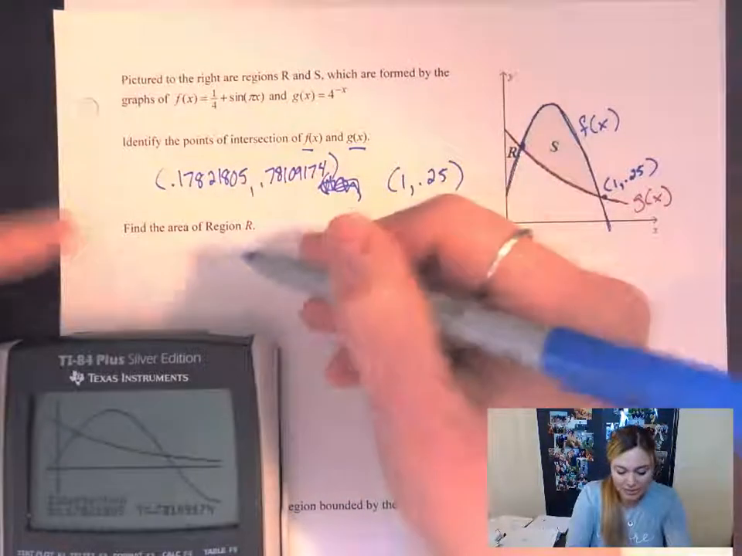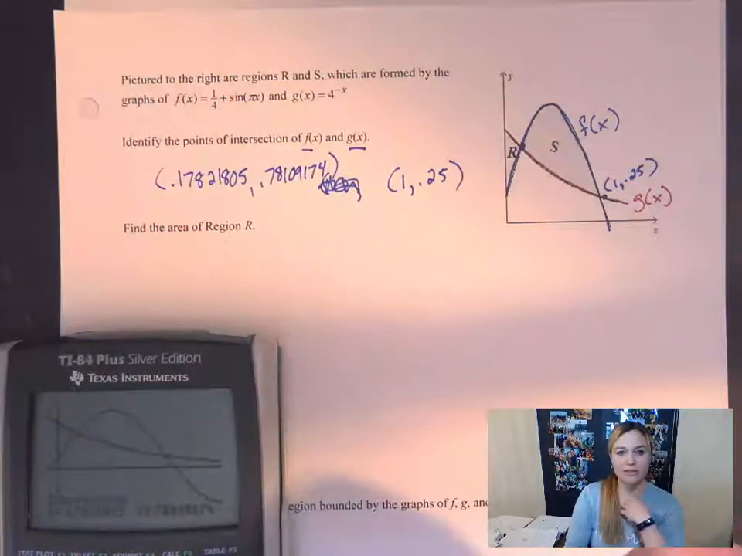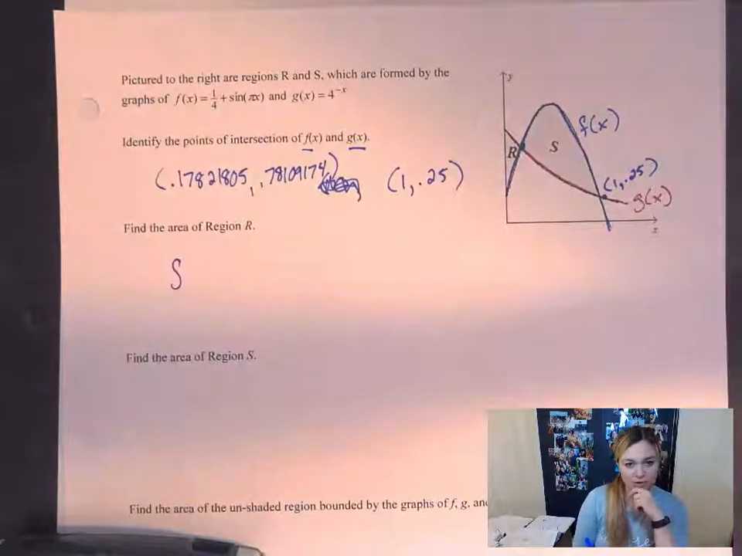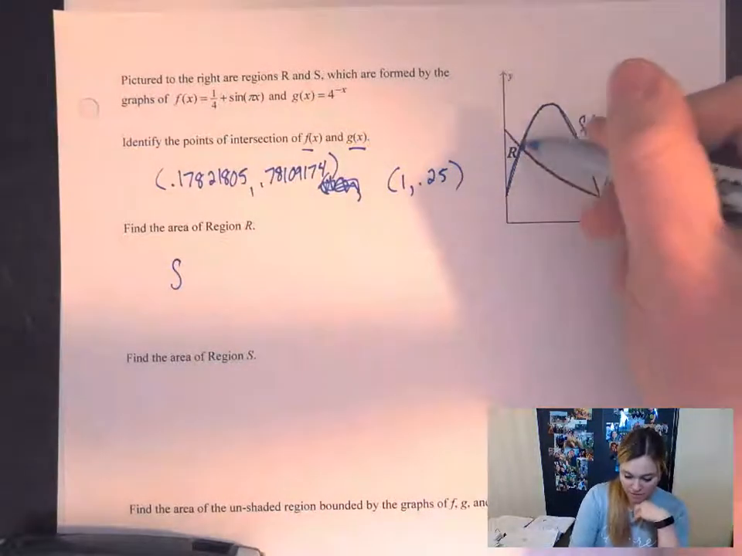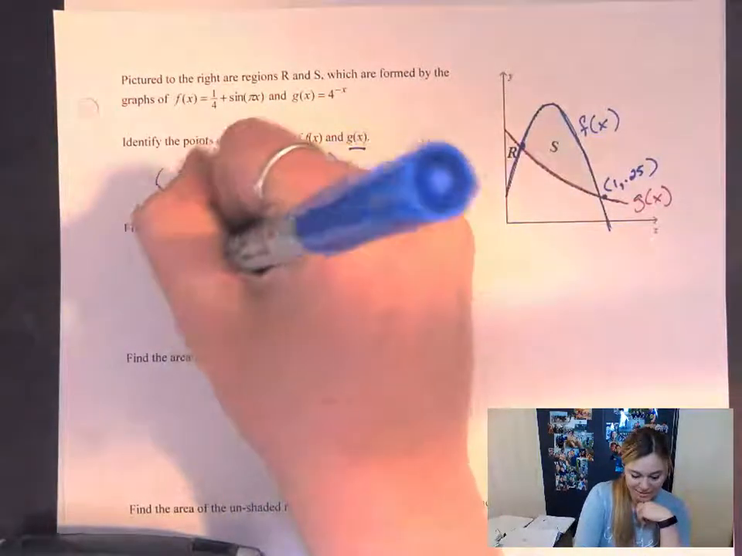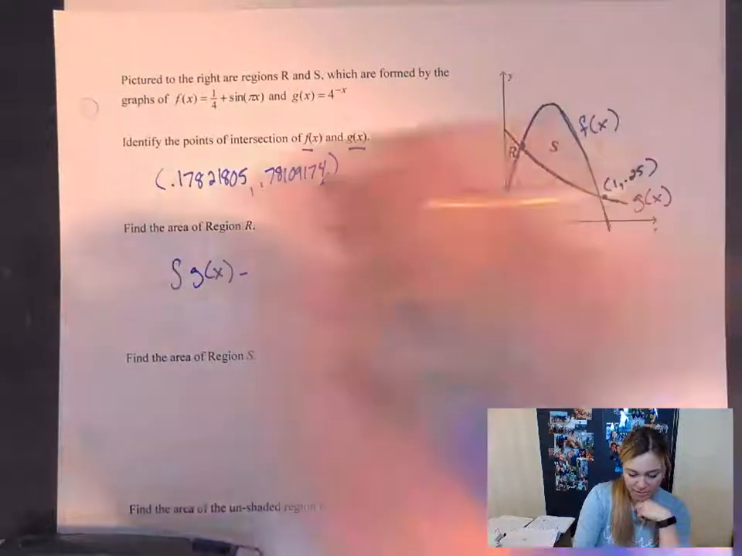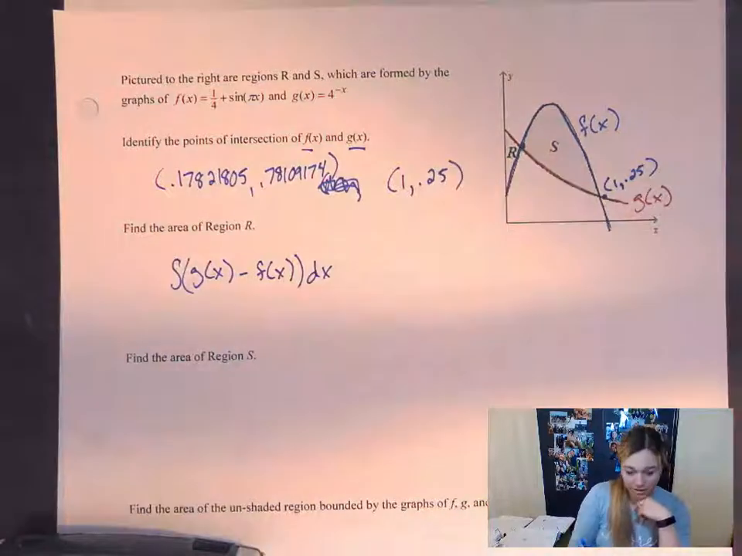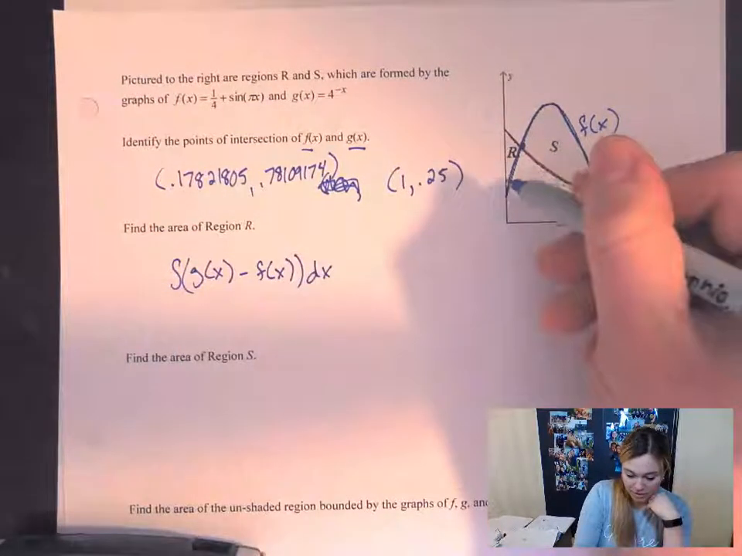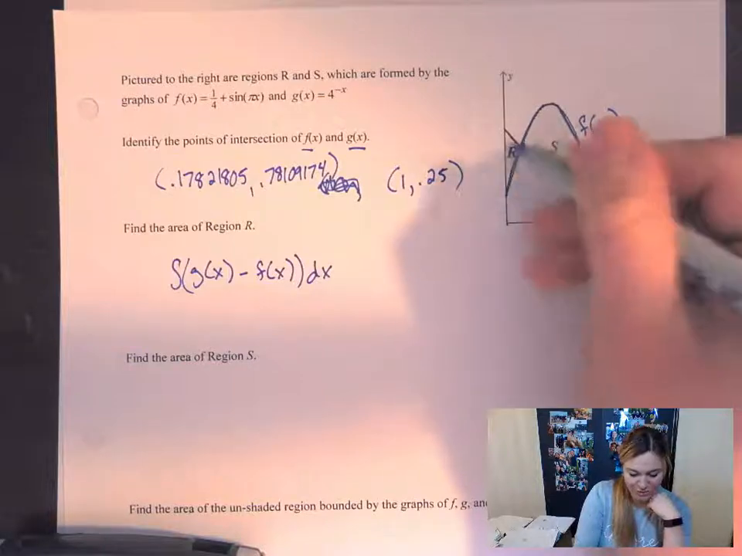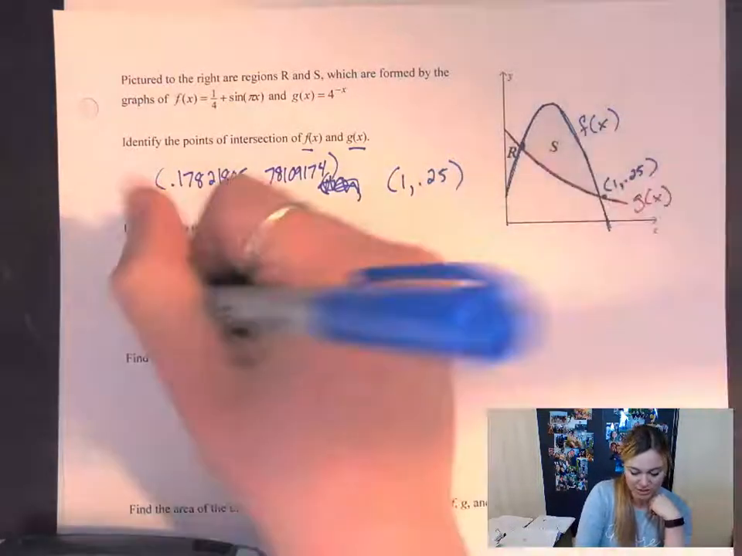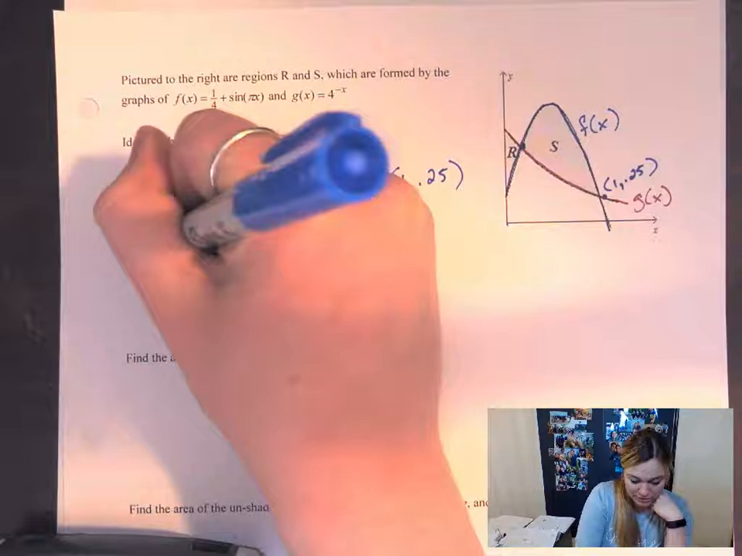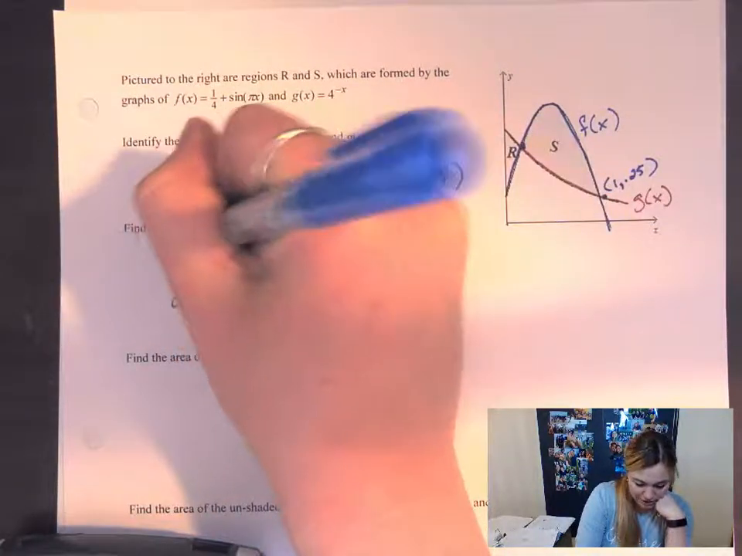I'm good. This one says find the area of region R. How do I find the area of any shaded region again? Integrate the top curve minus the bottom. The top curve over here I can see is this pink one, which is g of x. The bottom curve will be f of x. And when you're integrating, you need to go from the points of intersection in this region. I don't have to worry about when these intersect, but I can see that this region starts at x equals 0 to this first x value over here, which is 0.17821805.